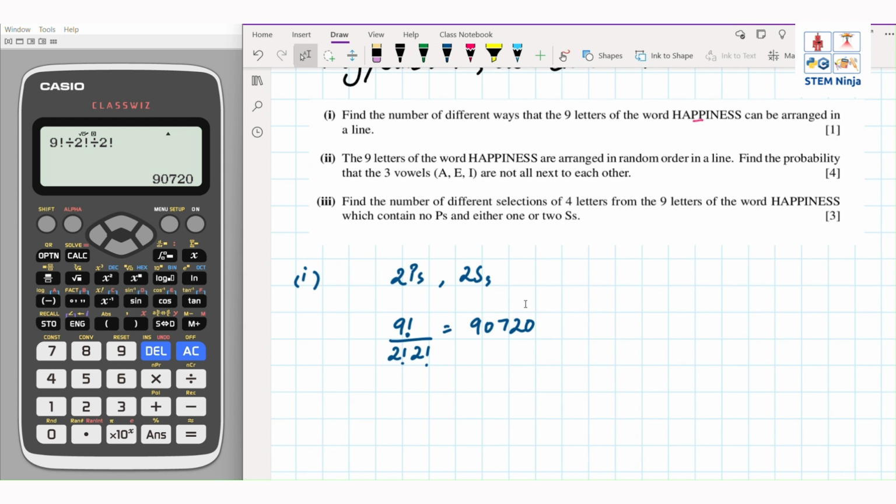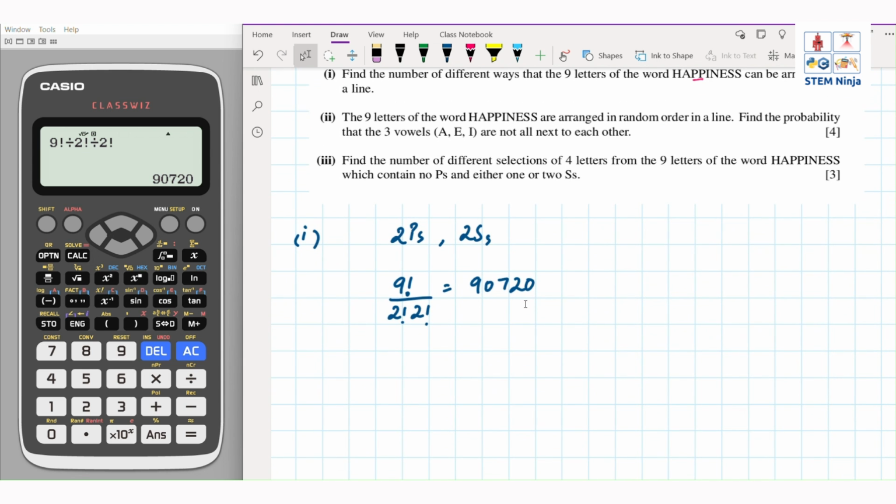The 9 letters of the word happiness are arranged in a random order in a line, and find the probability that the three vowels A, E, I are not all next to each other. So what we can do over here, we can find out the number of times that they are together, and then we can subtract from this value, and then the probability. So number of different arrangements when vowels are together.